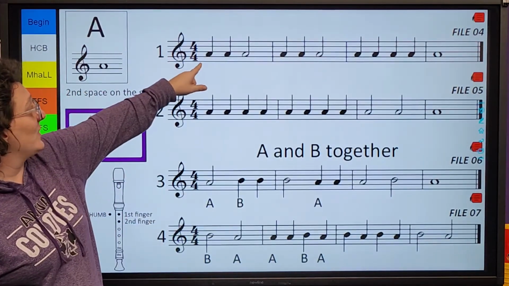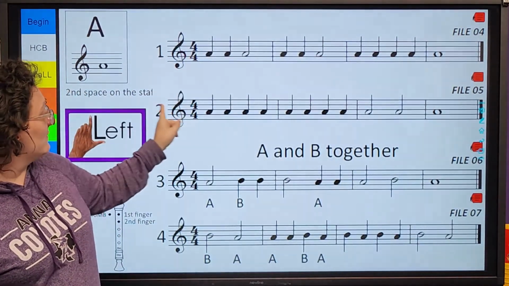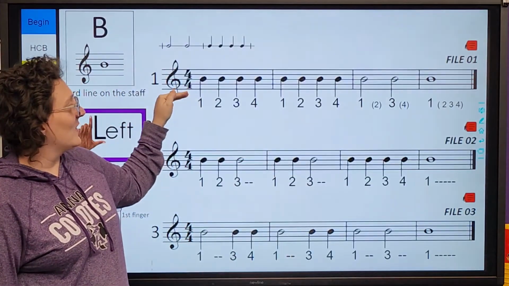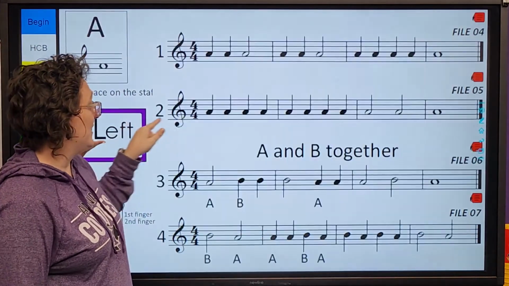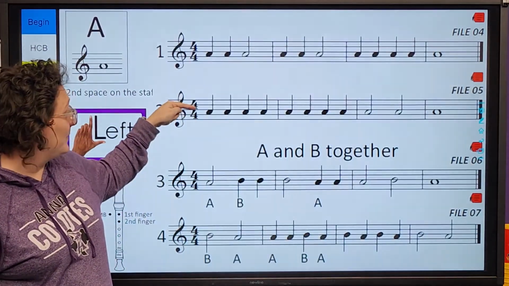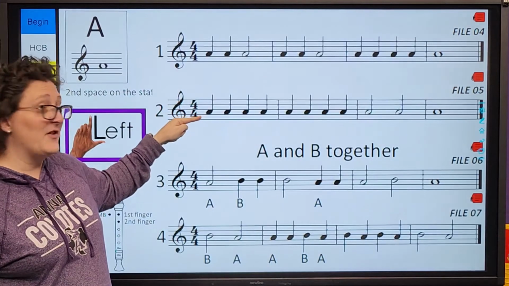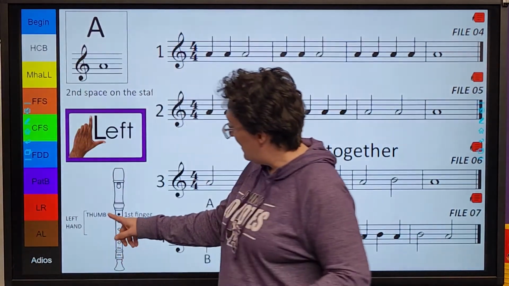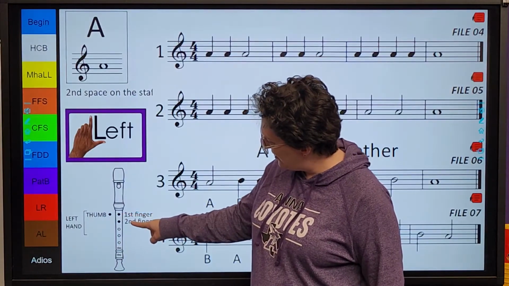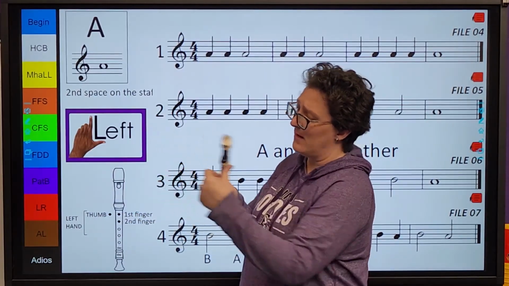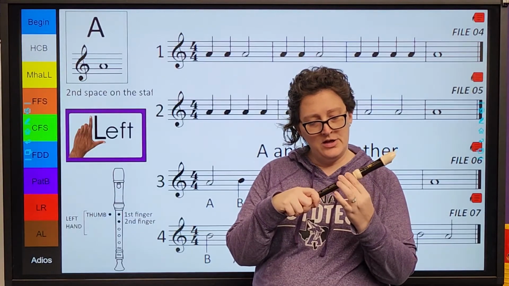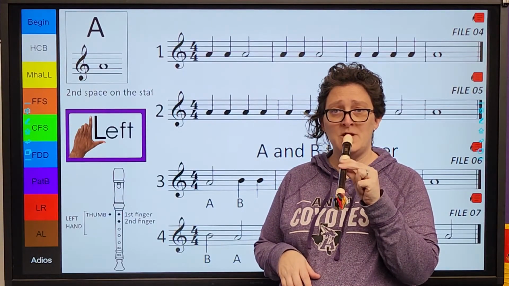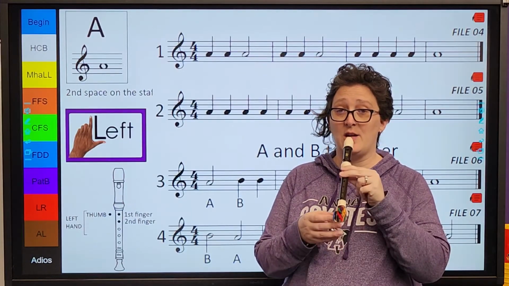We could practice with the letter A. This one right here is just the same counting system as we did right here, so that should be nice and easy. But instead of the letter B on the middle line, we have the letter A on the second space. The letter A is thumb 1, 2. Cover up the back. 1, 2. Try that. Ready? Here you go.